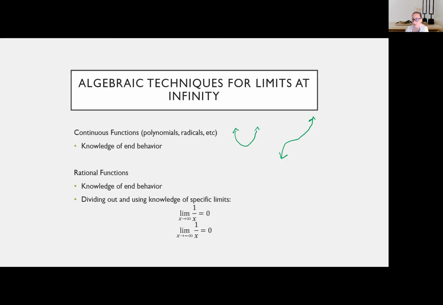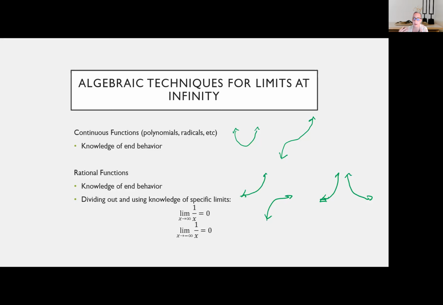For rational functions, again, you have end behavior because you have different shapes of rational functions. You have shapes that go like this. You've got shapes that kind of go like this. So you still have to know the general shape, but there are also a couple tricks you can use where you do some division, and then you use the knowledge of specific limits. The one that you really need to know is 1 over x. So the limit of 1 over x in either direction goes to 0.